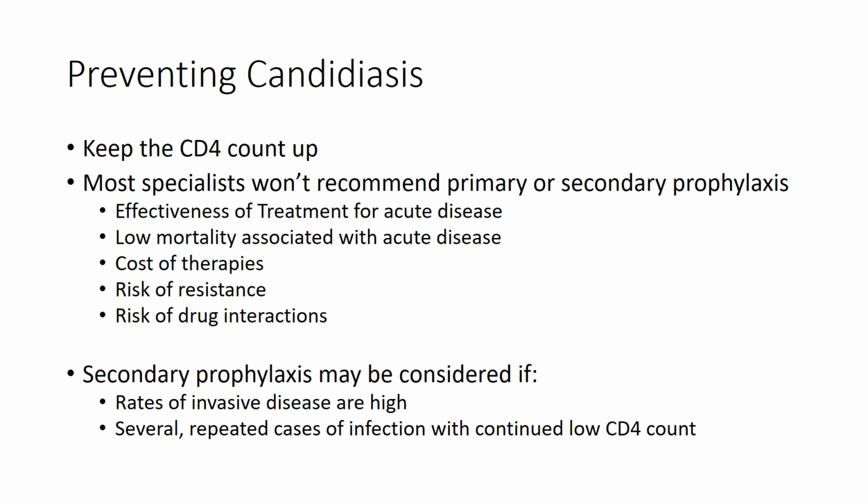And how do we prevent candidiasis? We keep the CD4 count up, and most specialists aren't going to recommend either primary or secondary prophylaxis. Once it's treated, most people will say, we're good until the next time it happens. The reason for this is that the effectiveness of treatment is very, very high. There's low mortality associated with acute disease, either oral or esophageal. The costs tend to be pretty expensive even when they are generics, and there is the risk of resistance if we're using them long term. And there's also that risk of drug interactions that we talked about.